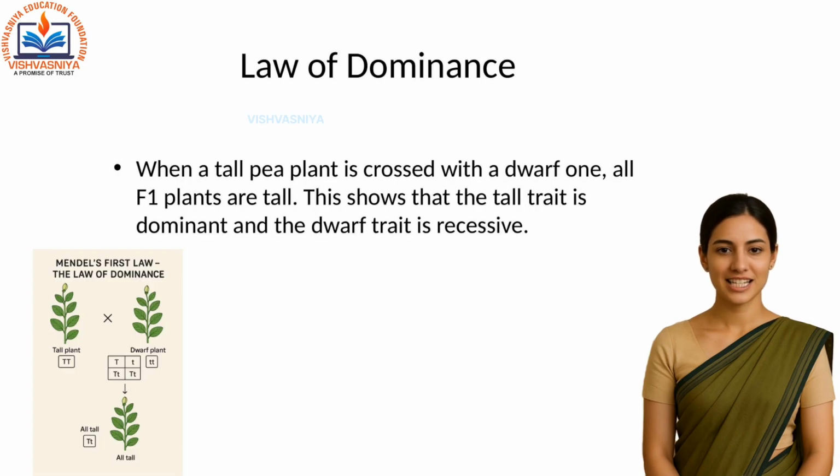Now let's understand Mendel's first law, the law of dominance. If we cross a tall plant with a dwarf one, all the offspring in the first generation, F1, are tall. Why? Because the tall gene is dominant and masks the dwarf one. So in a pair of genes, or alleles, the dominant one always shows up in the F1 generation.